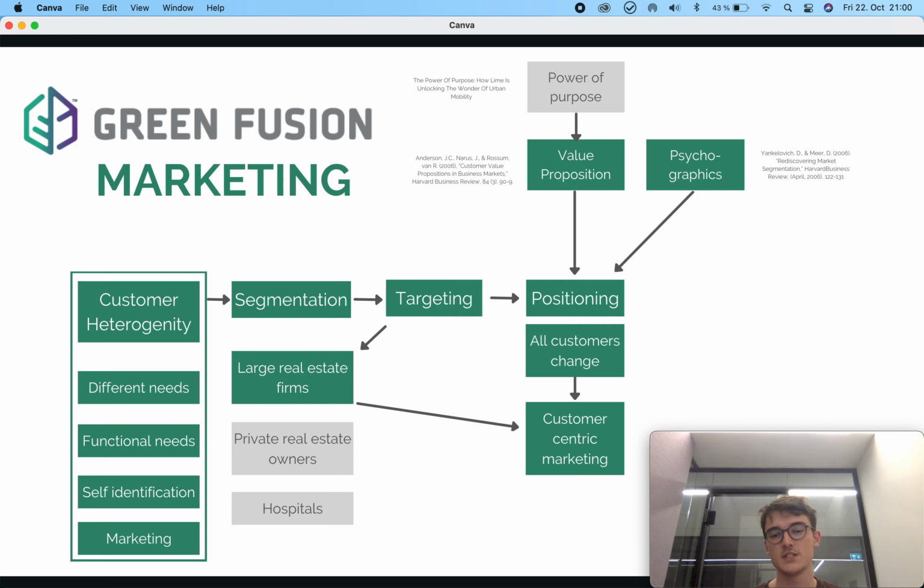Therefore, you need customer-centric marketing, focusing on the customer's needs and then also meeting these needs and maybe changing your own business model or marketing models in order to do so.